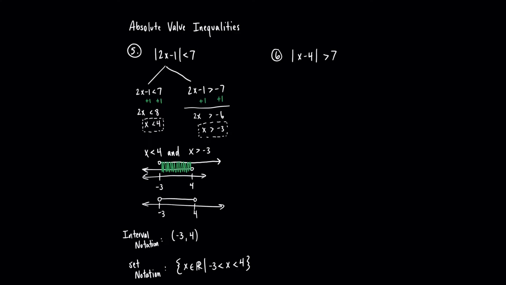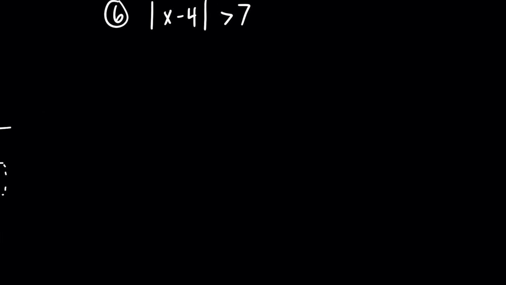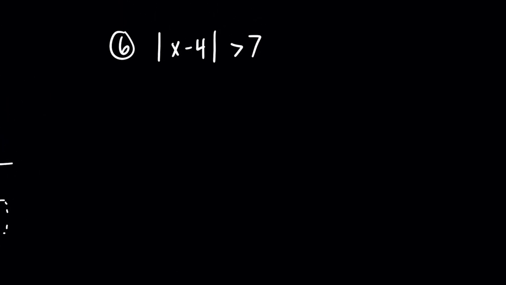Let's do its neighbor here, and it's slightly different. There are a couple things different, but what I want you to notice is that this one has the absolute value less than 7. This one here is slightly different. It's x minus 4 instead of 2x minus 1. But this one's going to be greater than 7, and what happens is it changes it fundamentally when we do that. So let's go ahead and solve it out.